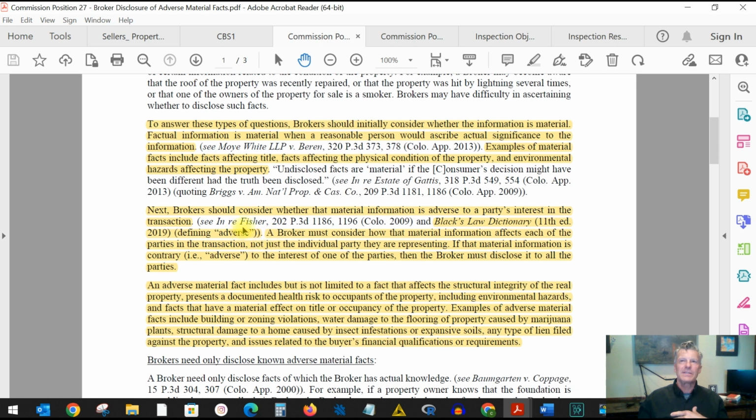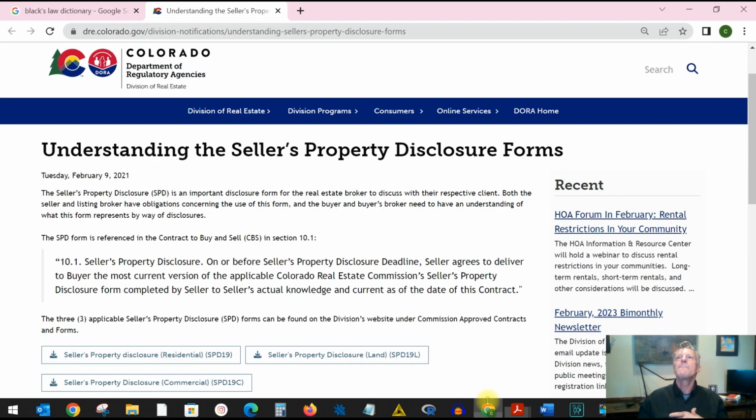They suggest looking at Black's Law Dictionary, 11th edition, 2019, defining the word adverse. Is this adverse to someone, you? Well, they want us to go find a law dictionary. Nobody's going to do that, right? I did. Hang in there.